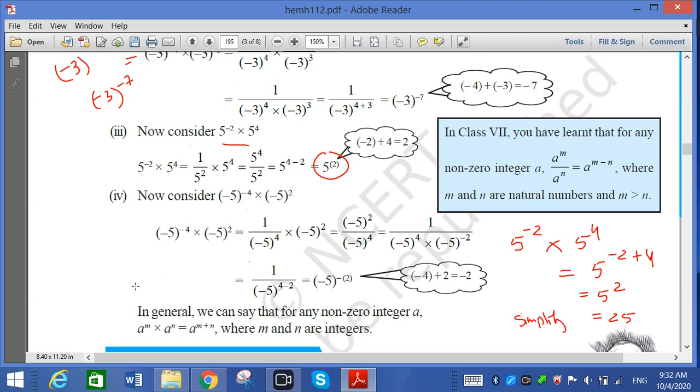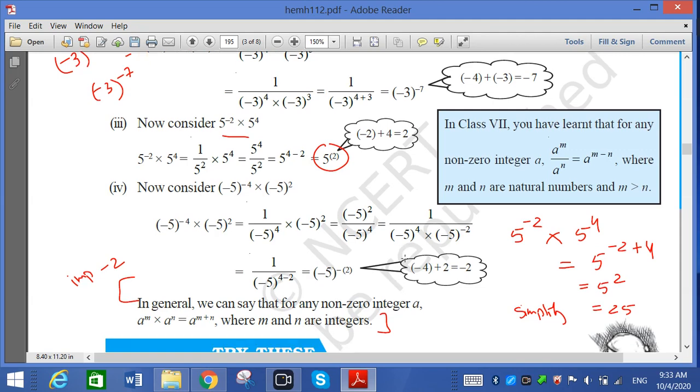So everyone has one law now. This is the second point, and you have to write this important second point. The first point we discussed was the multiplicative inverse. So in general we say that for any non-zero integer a, a to the power m multiplied by a to the power n is equal to a to the power m plus n, where m and n are integers. So two laws we have completed.